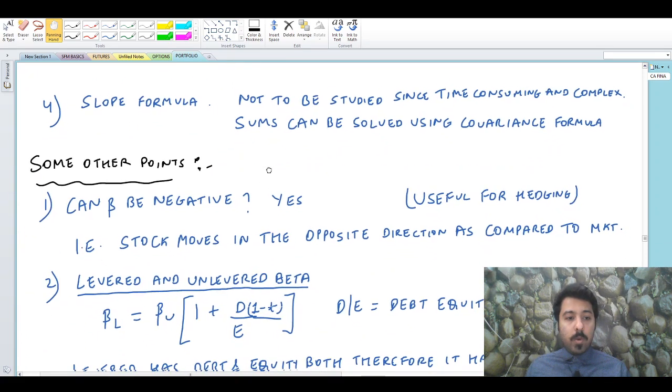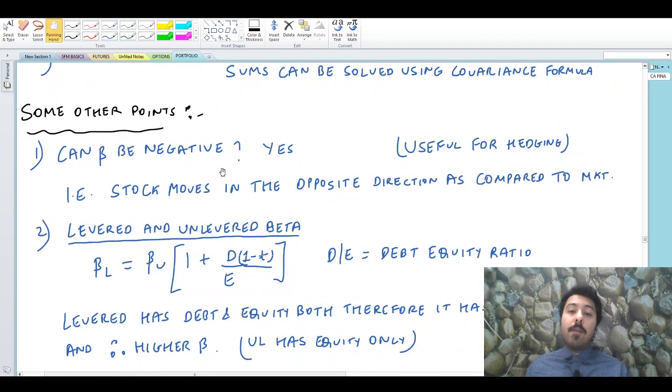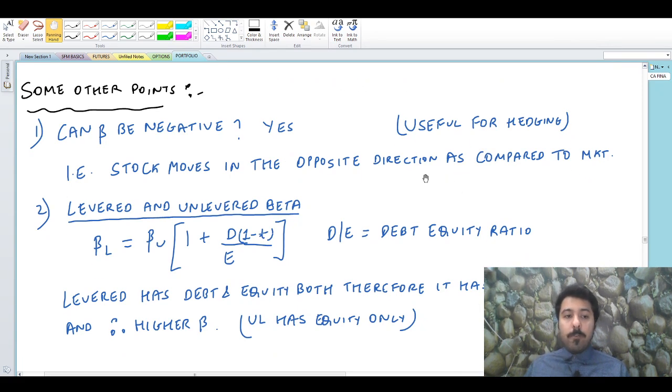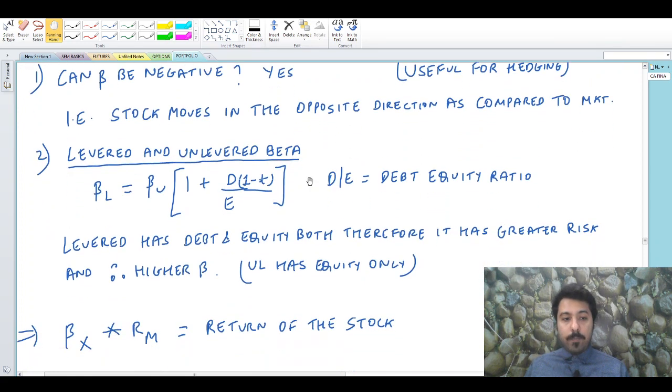And a few other points that we need to discuss. Can beta be negative? Yes. So if a stock has a beta of -2, that means if market increases by 1, stock falls by 2. If market falls by 1, stock increases by 2. Very good stock, useful for hedging. You can hedge your portfolio using this. That is, stock moves in the opposite direction as compared to the market.